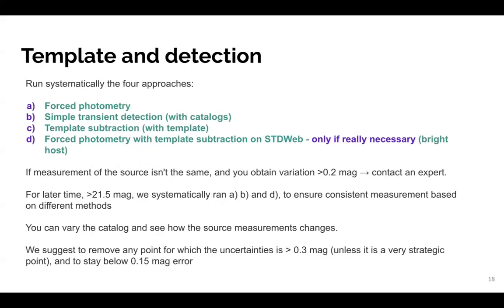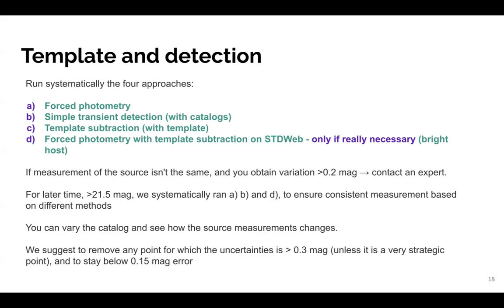So the recommendation here is to run systematically four approaches: forced photometry, simple transient detection. What we did here was that we did forced photometry with template subtraction on STD Web. And if the measurement of the source isn't the same between forced photometry, for example, and transient detection, or forced photometry and with subtraction, and you obtain a difference greater than 0.2, then you need to check firstly if this is appropriate for the specific task. So if you have a bright host, then it would make sense that you have a big difference. If not, then you need to contact somebody who can explain why you have a big discrepancy between the results.